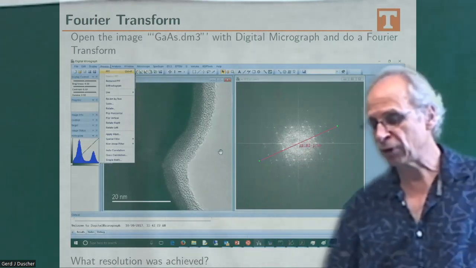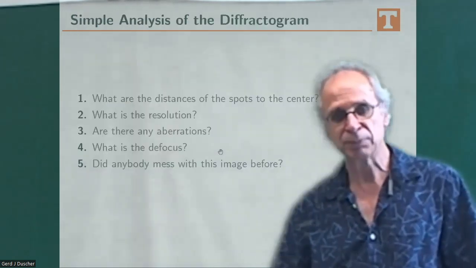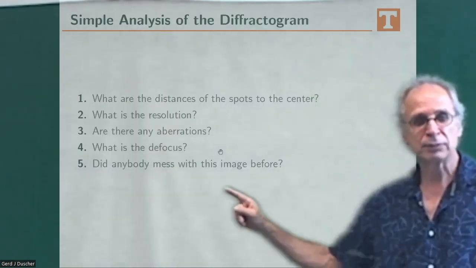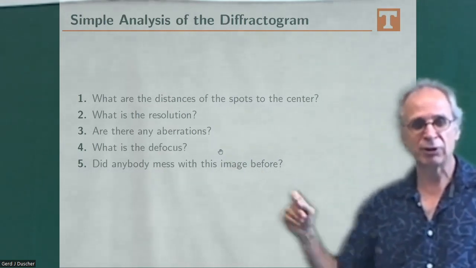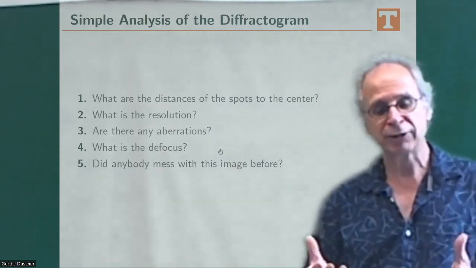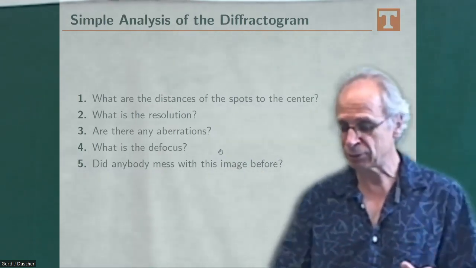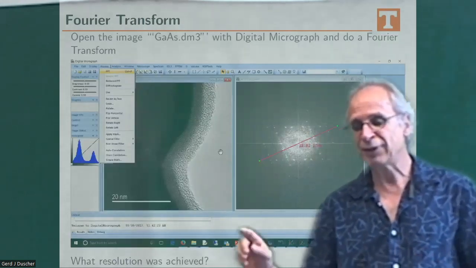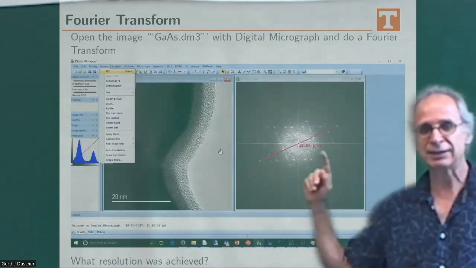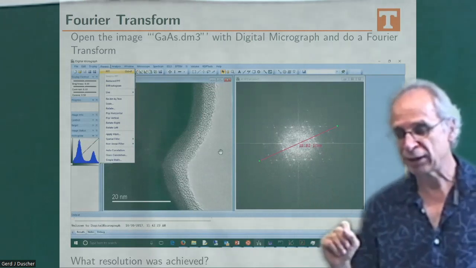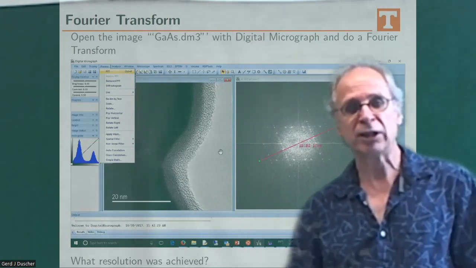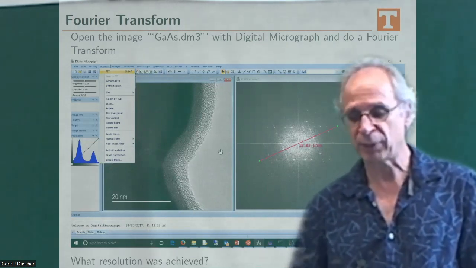So we are very close to Scherzer focus. And did anybody mess with the image? Did they do some Fourier filtering that they didn't tell us about whatsoever? And you can see that here too, because nothing is happening, right? So the full information is here. So that is a raw image as it comes out from the microscope.